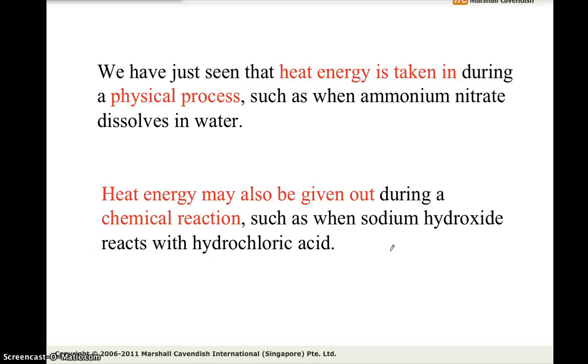Okay, I believe a lot of you have personal experiences with this, right? During our practical session, some of you mentioned that the test tube actually became hotter and hotter. Now, that was because the reaction was exothermic. Heat energy was given off to the surrounding, therefore the test tube became warmer and warmer.